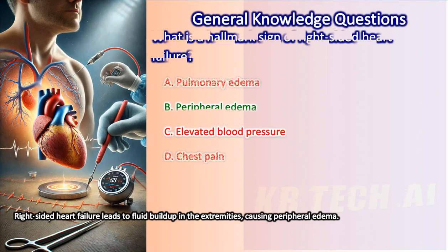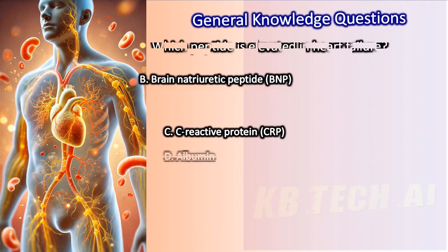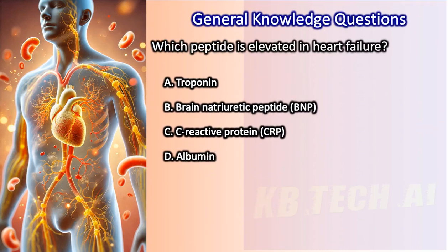The answer is option 2. Peripheral edema. Which peptide is elevated in heart failure? Option 1. Troponin. Option 2. Brain natriuretic peptide, BNP. Option 3. C-reactive protein, CRP. Option 4. Albumin.